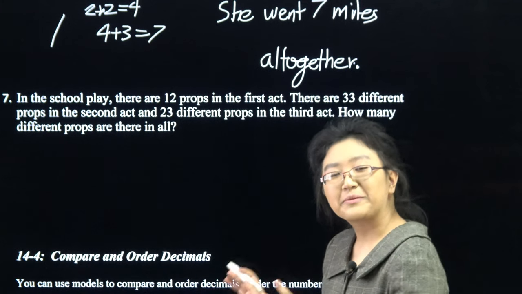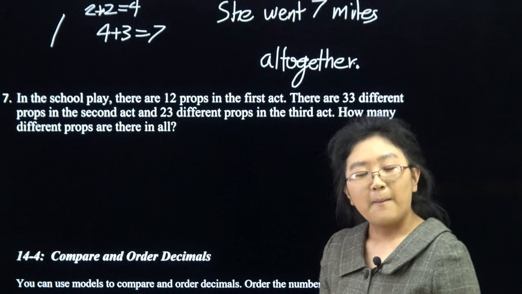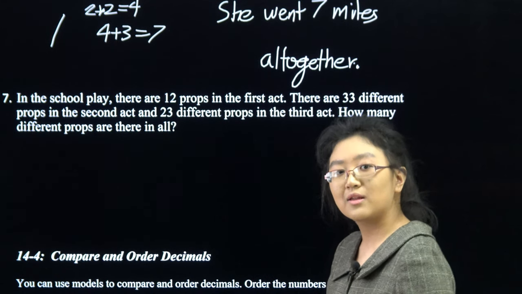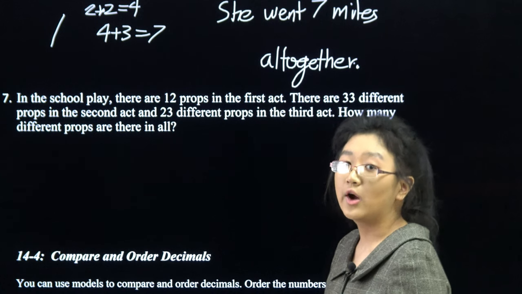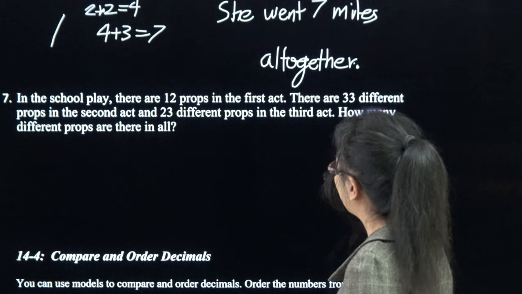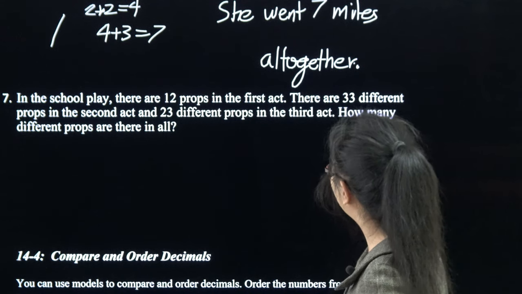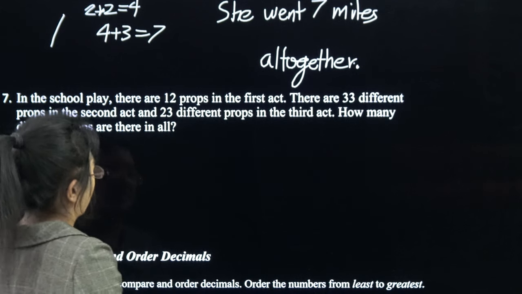Okay, so this can also be a trick question because it doesn't say whether or not these 12 props are different. But since this is a grade 5 question, the chances that they aren't different is kind of low. So we're just gonna pretend they are different, because who knows, they might go like, oh, these 12 props are actually the same as 12 of the 33. But we're just gonna pretend that that is not the case.